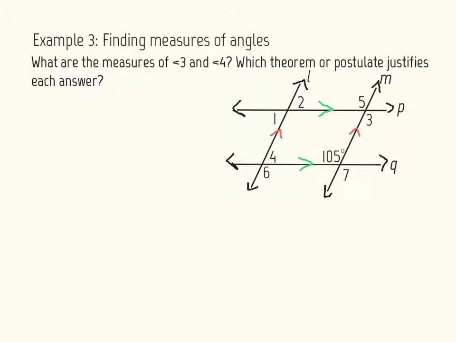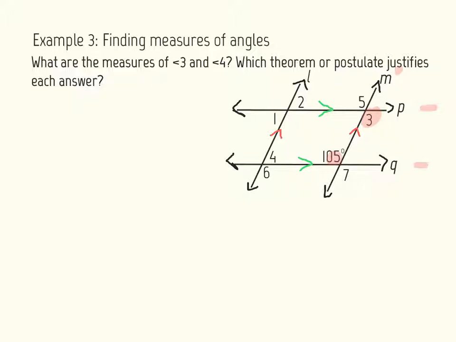So the first thing I'm looking at is angle 3. I'm going to look at angle 3 and see how I can compare that to other things. Well, since P and Q are parallel, I can look at the fact that we have alternate interior angles with 3 and this 105 degrees here. Those are alternate interior angles based on P and Q, with our transversal being the M.